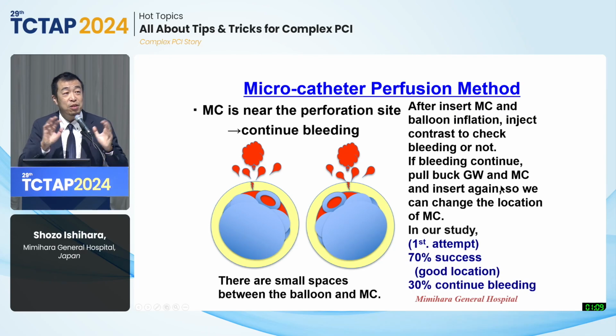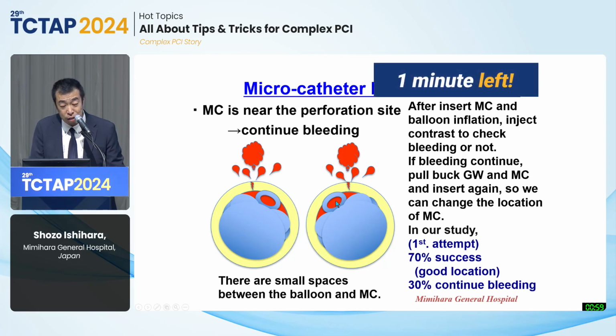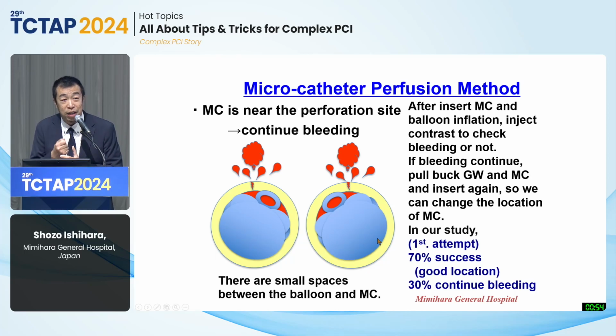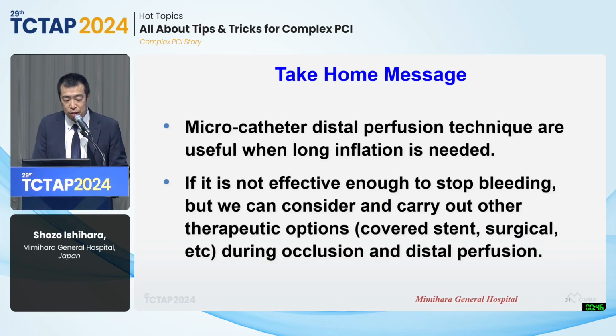It is not so difficult for expert doctors. Once we retrieve the microcatheter, and once again advance one guide wire and also the microcatheter, we can change the location of the microcatheter easily. Twice or three times I examined in vitro, and it is very easy to change the location. It's not so difficult. So this is the last slide, ladies and gentlemen.